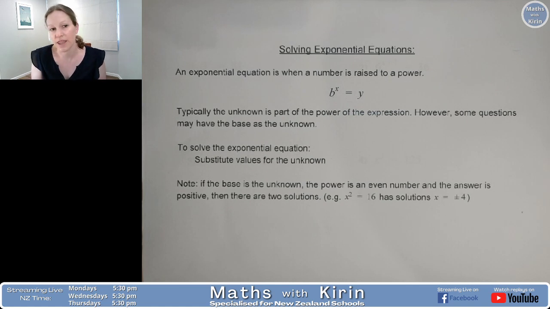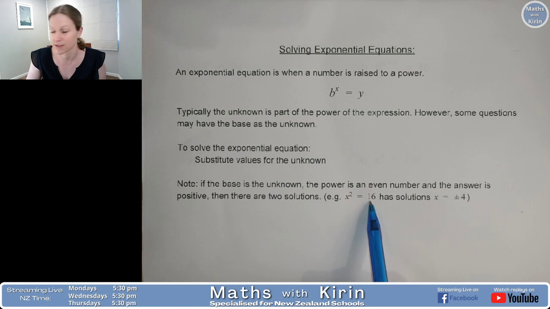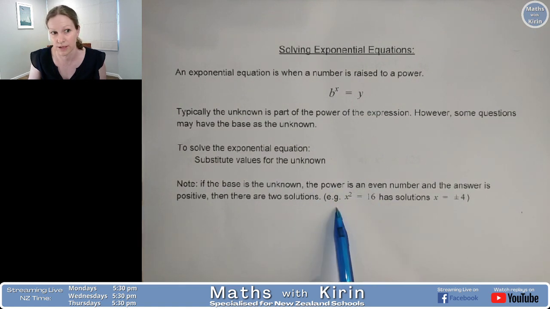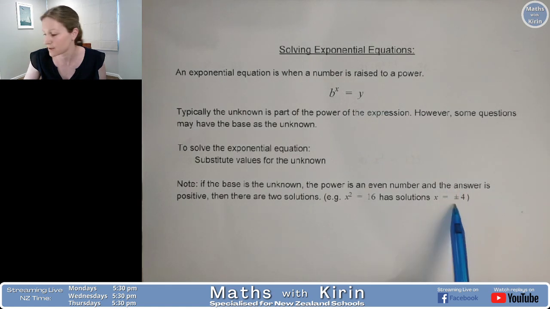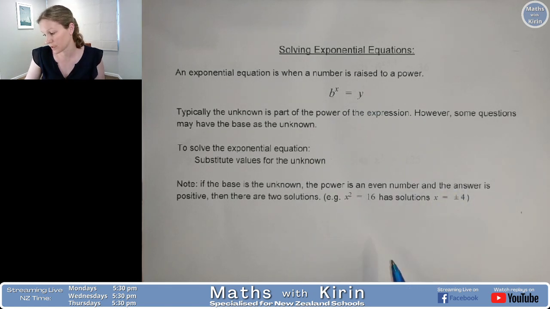One thing to note: if the base is the unknown, the thing that you're solving for, and the power is an even number, then there are two solutions. Think of the example x squared is equal to 16. x is in the base, and 2 is an even number, so we already know there are two solutions, positive 4 and negative 4. If you see something written with a plus or minus out in front, that means we're talking about two numbers, positive 4 and negative 4 in this case.